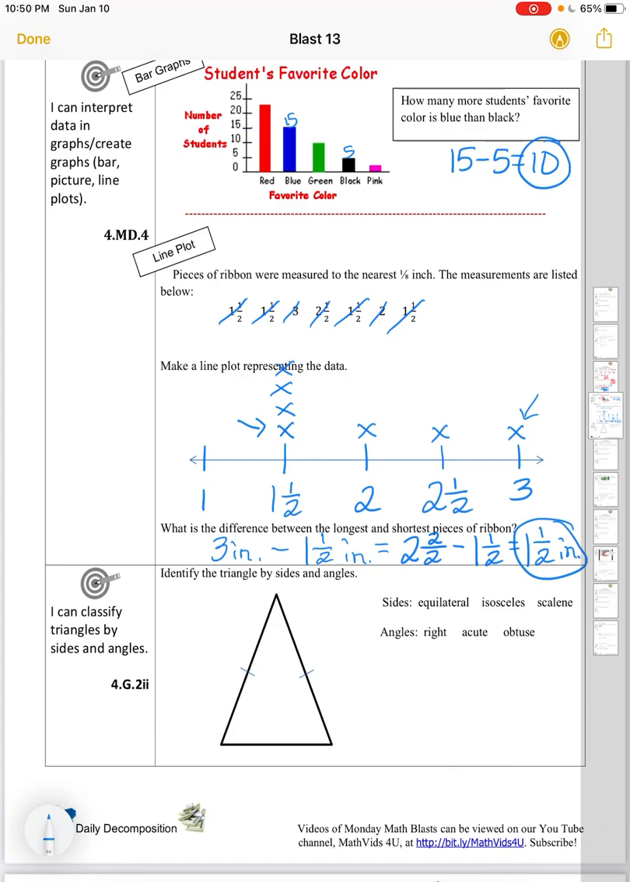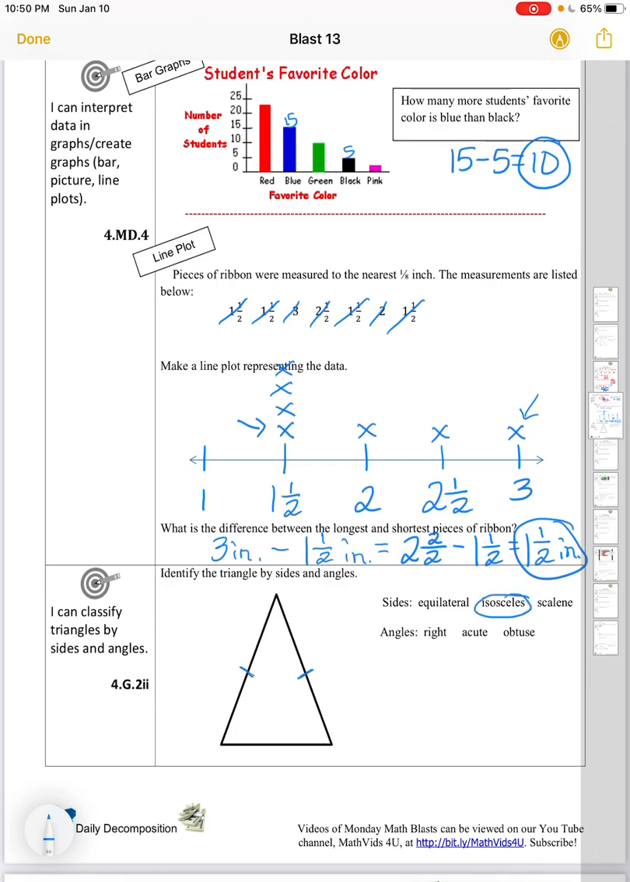I can classify triangles by sides and angles. Identify the triangle by sides and angles. So in terms of sides, an equilateral triangle has all equal sides. An isosceles triangle has at least 2 equal sides. And a scalene triangle has no equal sides. And I can see these markings here tell me these 2 sides are equal. So this is going to be an isosceles triangle.